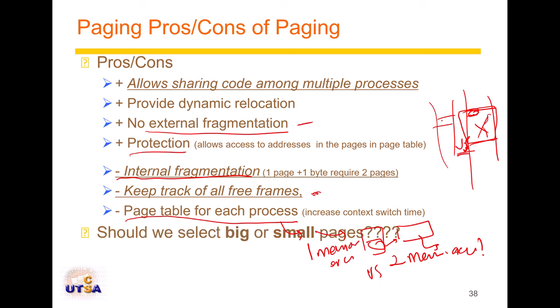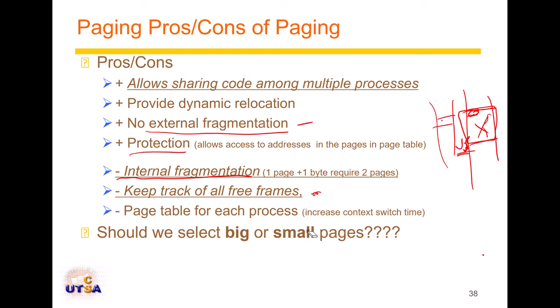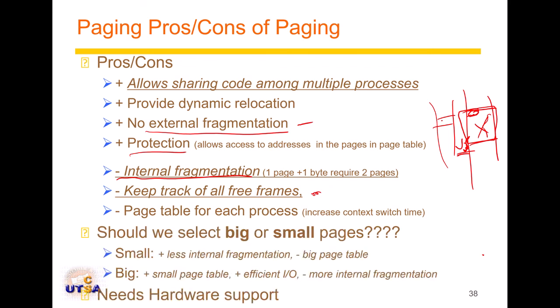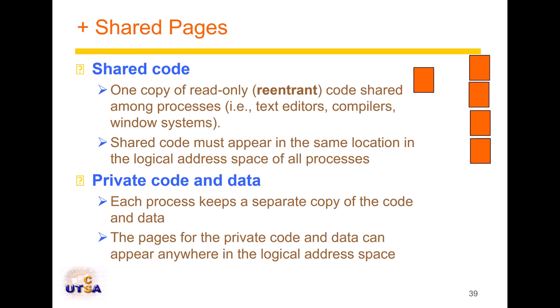So given these general advantages and disadvantages, the other question we mentioned is whether the pages should be big or small, and how would you justify whether the pages should be small or large? Yes, if they are small, then they will have less internal fragmentation, but you will generate big page tables. And if you pick pages big, then we will have small page tables. That's a good thing, and we will have efficient input-output on the disk, but we will create more internal fragmentation, so that will be a disadvantage. So be able to address this type of question in different contexts, what the addresses are and things like this. And also, I think this is probably a disadvantage: it needs extra hardware support to effectively resolve these translations from logical addresses to the physical addresses.